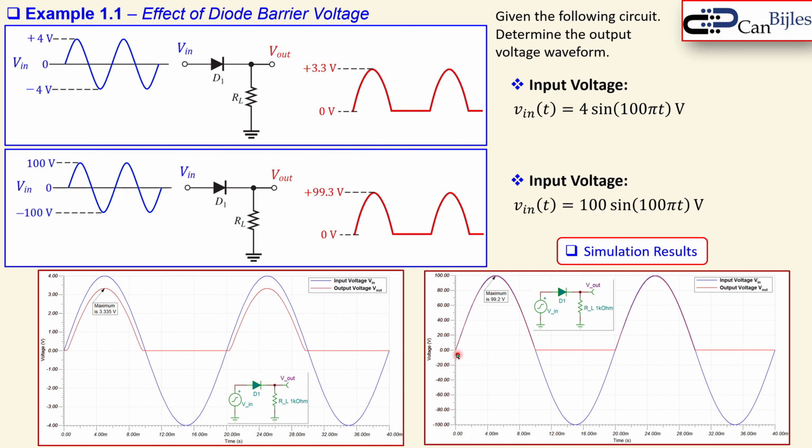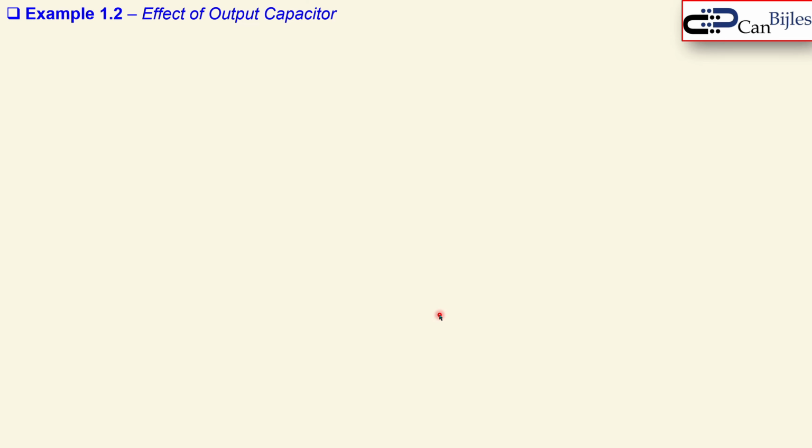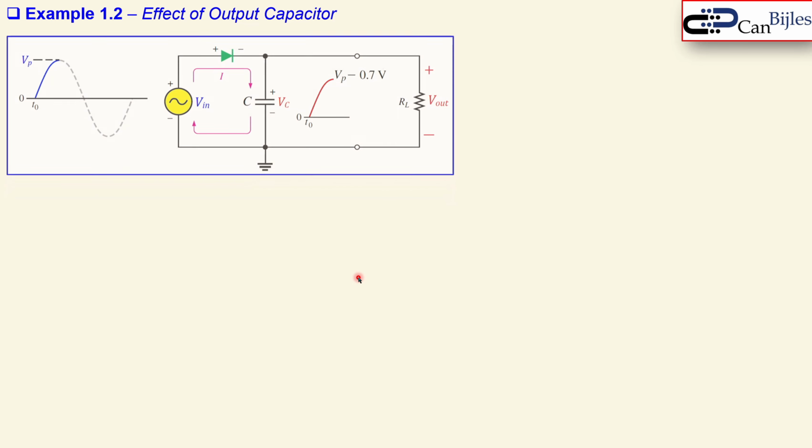In this case, we see that the delay is not really that big a problem because the voltage is very large compared to the first case. Okay, that's for this example 1.1, effect of the diode barrier. Now we look at the effect of the output capacitor.